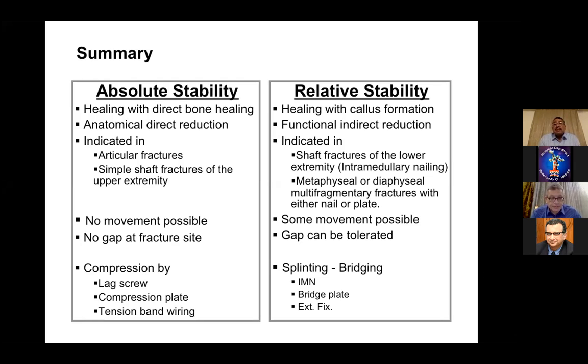The relative stability, where healing takes place by callus formation, needs functional indirect reduction. It is indicated in shaft fractures of the lower extremity, metaphyseal or diaphyseal multifragmentary fractures with either nail or plate. We have some micromotion at the fracture site, and they tolerate a gap. Splinting or bridging is the principle, either by intramedullary nail, bridge plate, or external fixator.